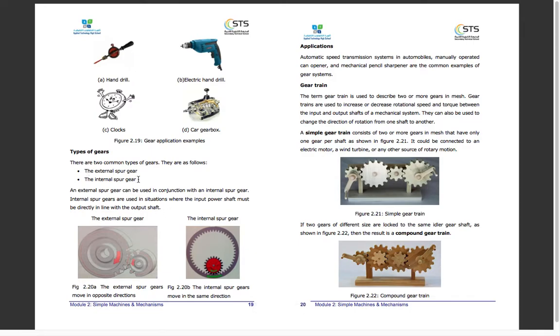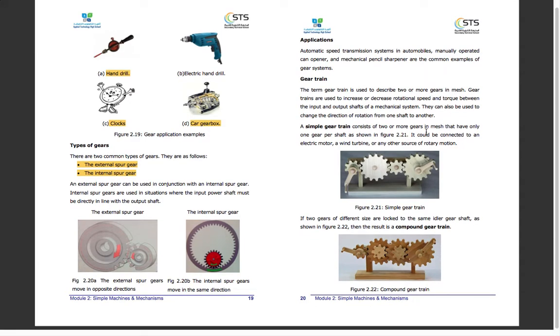There are 2 types of gears: external spur and internal spur. Externals are connected externally, internals are connected internally. External gears will move in opposite directions and internal spur gears will move in the same direction. You should also know applications of gears. So gears are used in hand drills, in cars, the gearbox used to change the speed, also in clocks.